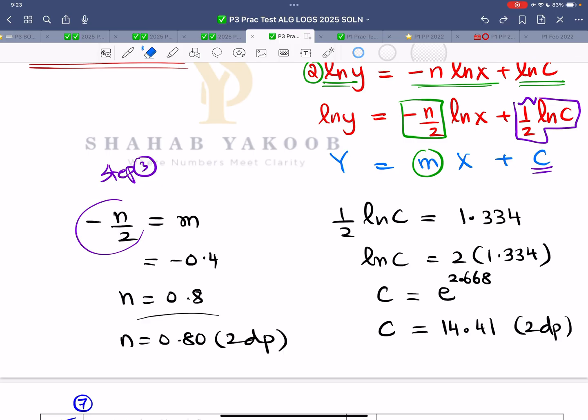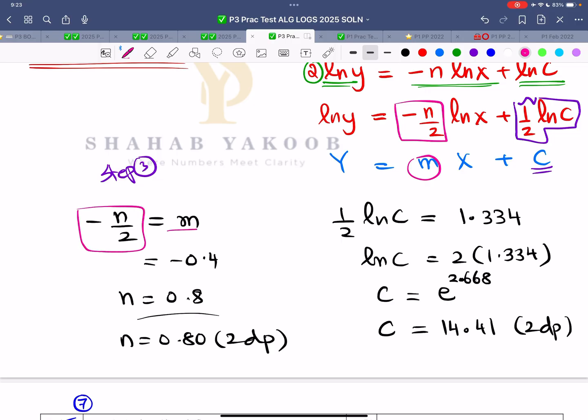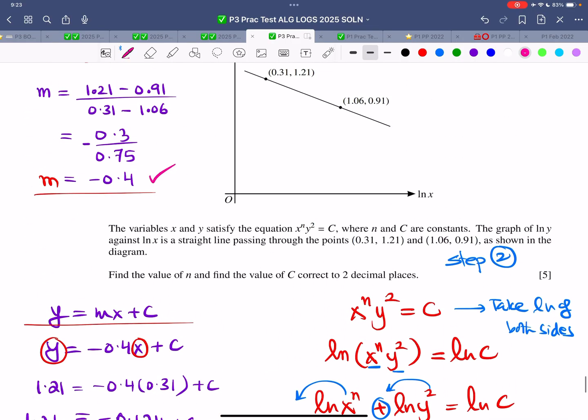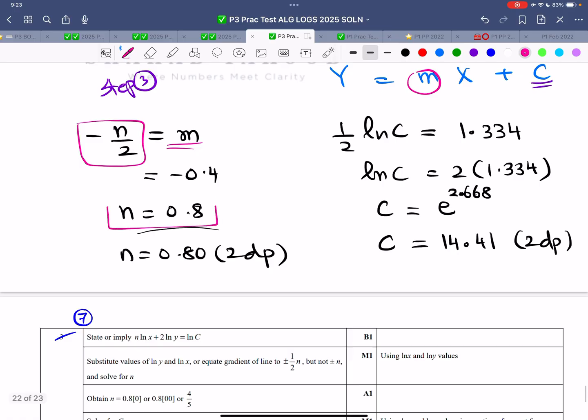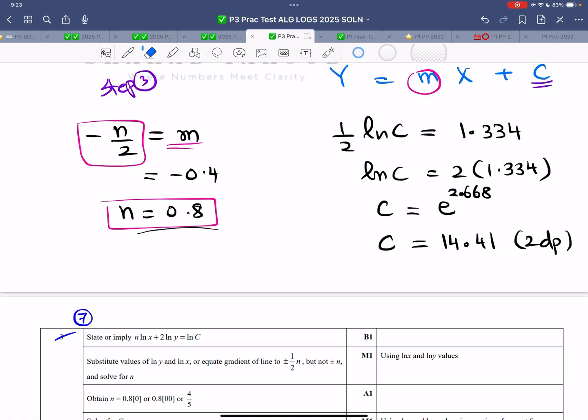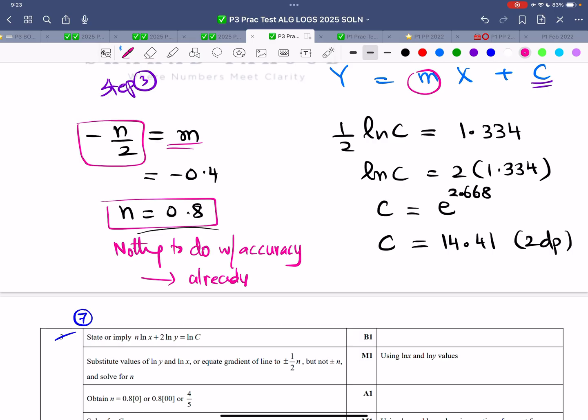Let me choose the color. Let me get rid of this thing. So now let me choose a pinkish color over here. So negative n over 2 is m. Where is m? There it is, negative 0.4. So therefore n comes out to be 0.8, and let me correct myself, since they said find the value of n, nothing to do with accuracy, because it is already exact. So there is no rounding off. Okay, I hope that's good.